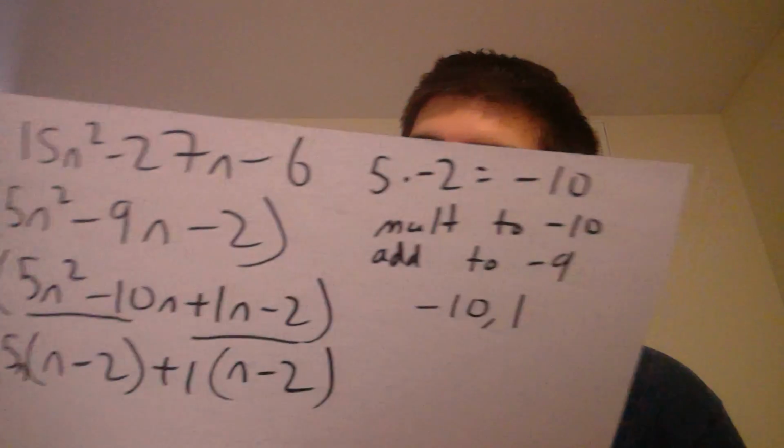And then everything comes together. The 3 is still in front. The 5n and the 1 come together, so 5n plus 1, and the n minus 2's come together. Okay, so that's that, guys.